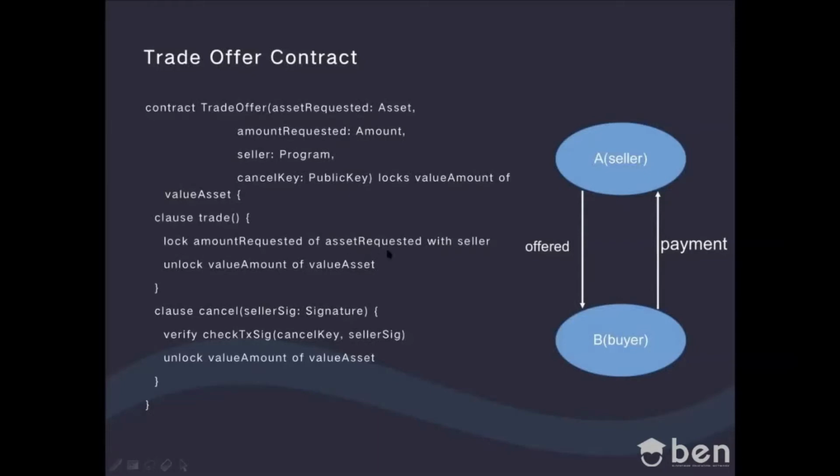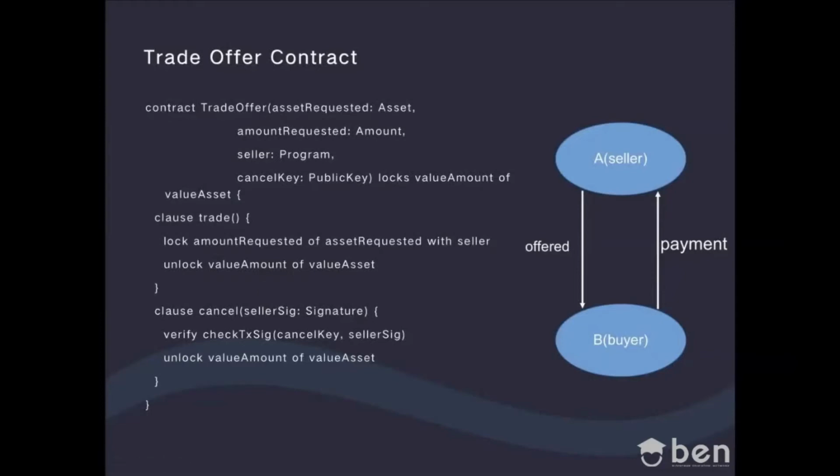This means that the seller is the only one that can spend the amount of request of amount, say 5 USDT. And unlock value amount of the seller means that anyone can trade this. Like the unlock value says 5 BTC can go to anyone, as long as you have the amount request of the USDT.